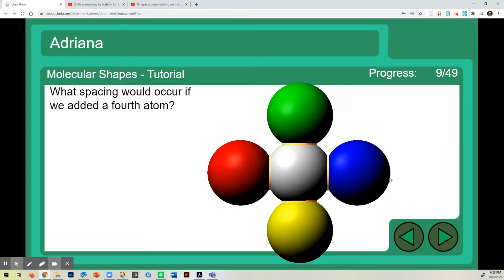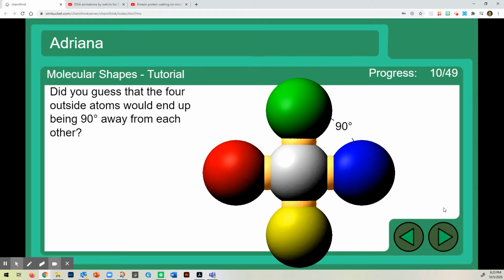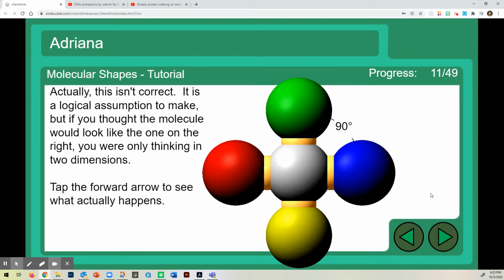What do you think is going to happen when we add a fourth atom? I want you to take a moment and think about what you think the spacing will look like if we add a fourth atom. Did you guess that they would have 90 degrees between them? That is actually not correct.